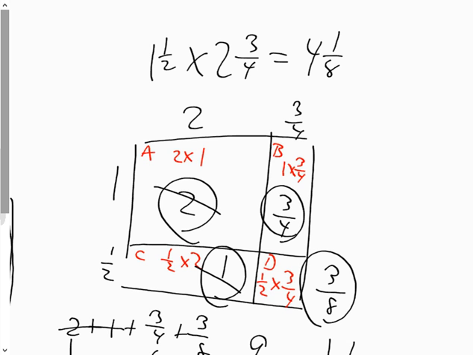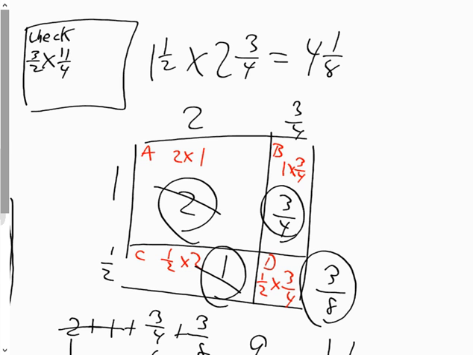Check your work. If I check this, am I actually going to use mixed fractions? No. I'm going to go 3 over 2 multiplied by 11 over 4. I'm just going to change that to improper, which is equal to 33 over 8. How many 8s are there in 33? There's 4. That's 32 eighths. But since I have 33 eighths, that's an extra 8 left over. My final answer is indeed correct, 4 1/8.